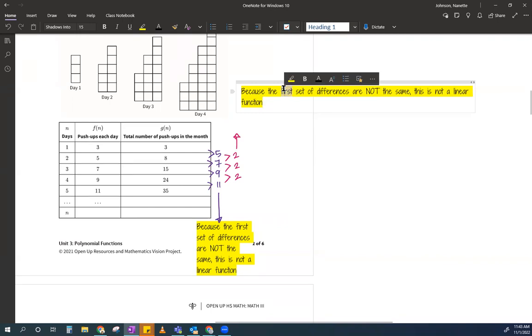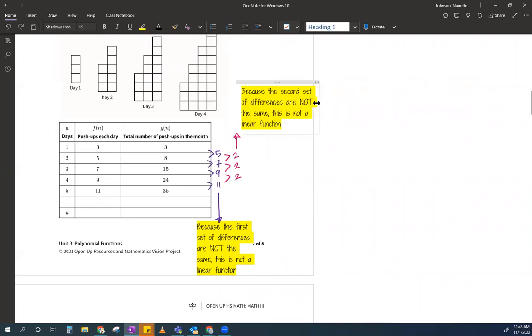Do you all understand what I mean by the second set of differences? I took the first set here, boom, boom, boom, boom, and I'm like, ugh, it's not the same. And then I took my second set and they are the same. Because the second set of differences are the same, this is a quadratic. And that makes sense because think about it, it has the power of 2 because it's the second set of differences, 1, 2.